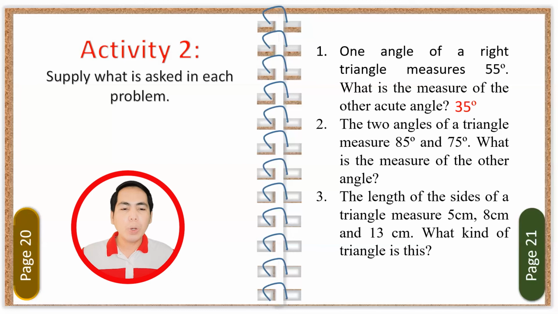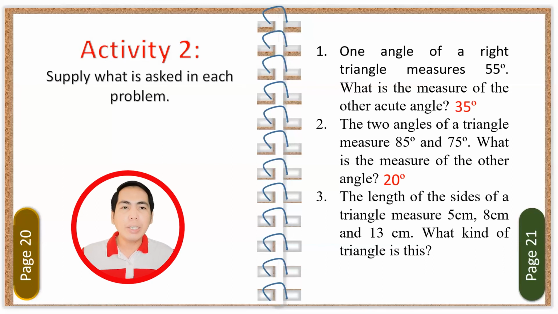Let's have number 2. The two angles of a triangle measure 85 degrees and 75 degrees. What is the measure of the other angle? So, we are going to add first 85 degrees and 75 degrees to give us 160 degrees. Since again, the sum of all the angles in a triangle is 180 degrees, 180 minus 160 degrees will give us 20 degrees.